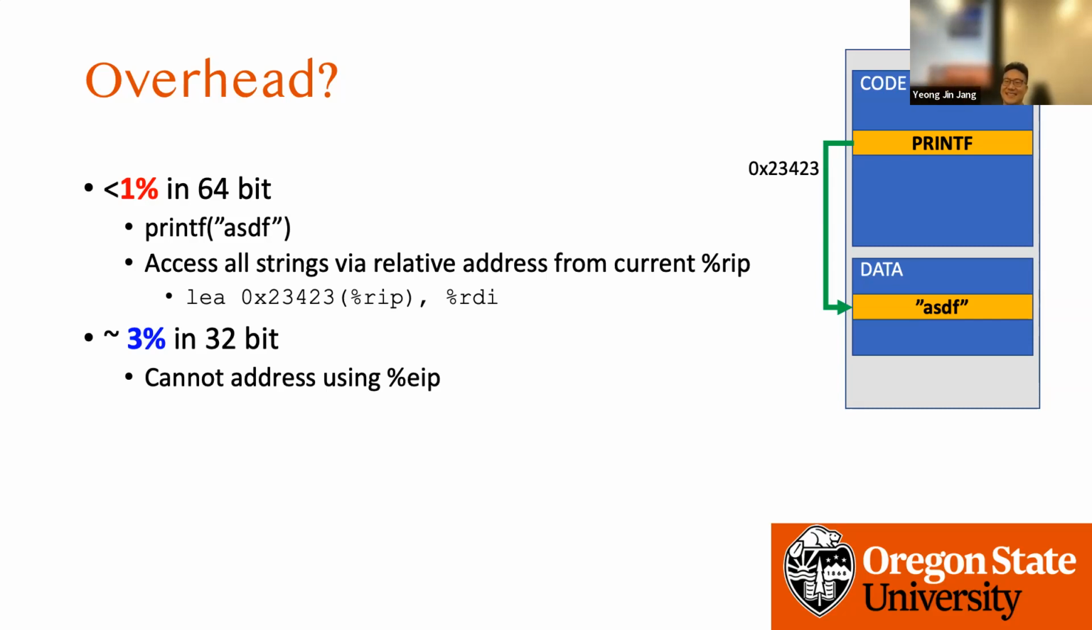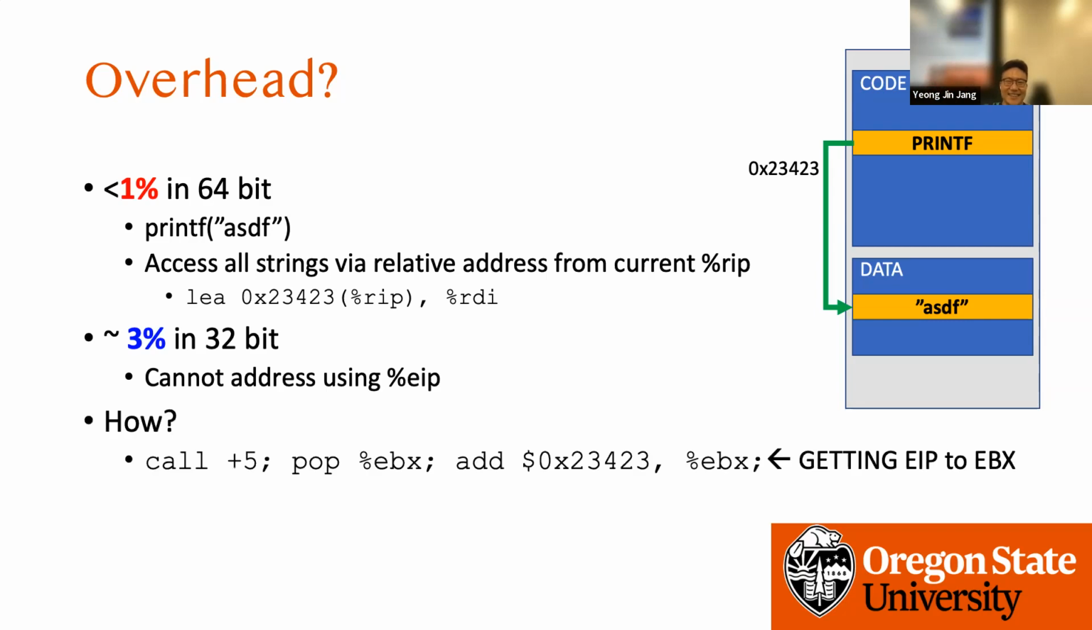That's right. So how we do that is call +5 here, which means that we will call the right next instruction and then pop EBX. Did you get it? The semantic of the call instruction is that it will jump to the right next instruction, but it will store the address of the right next instruction on the stack as a return address. That's the semantic of the call.